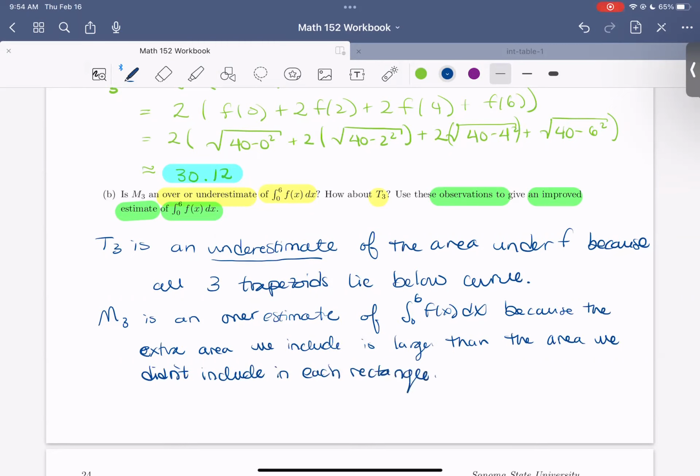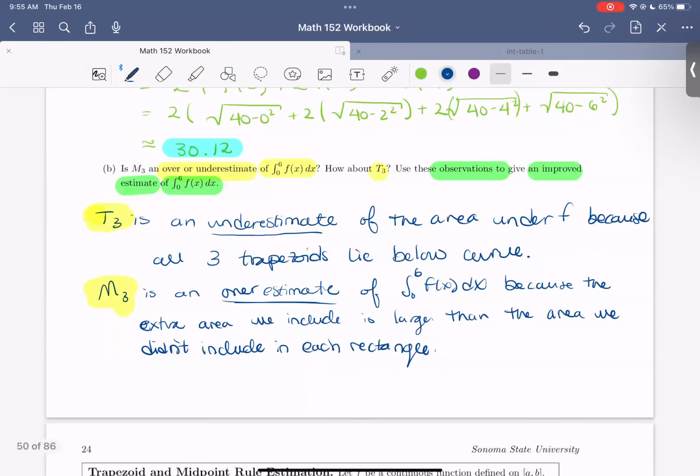Now, I do want to point out that this is not always the case. It's not always true that the trapezoid rule underestimates and the midpoint rule overestimates. And we saw this when we used the left and right endpoints of rectangles. It really depends on the shape of the curve. What is an over or underestimate? All right, so now let's follow up with the second part.